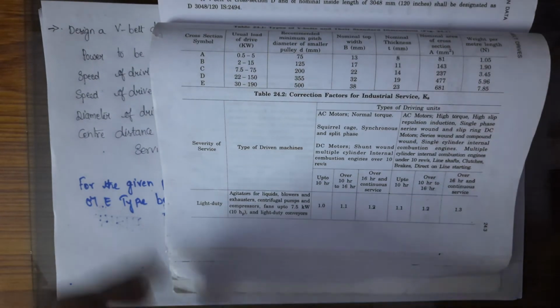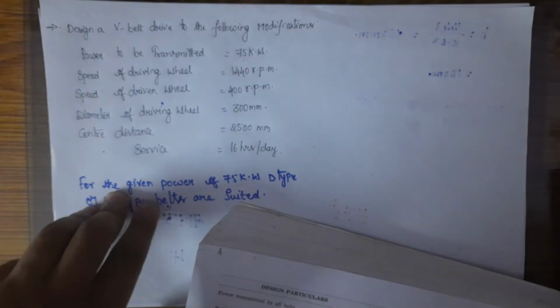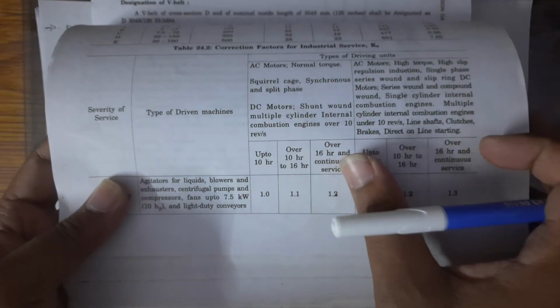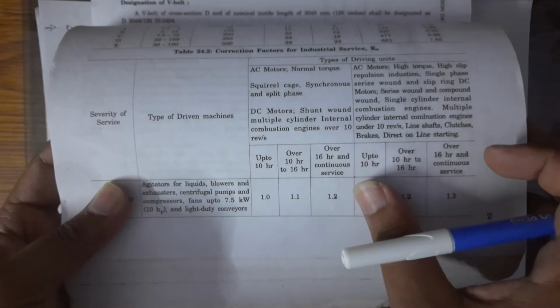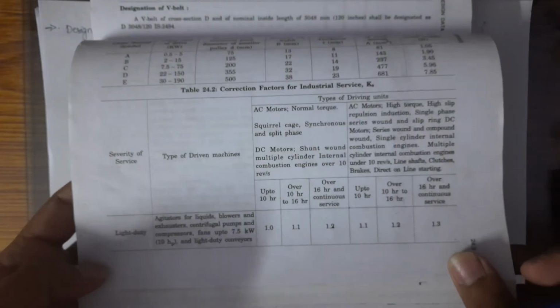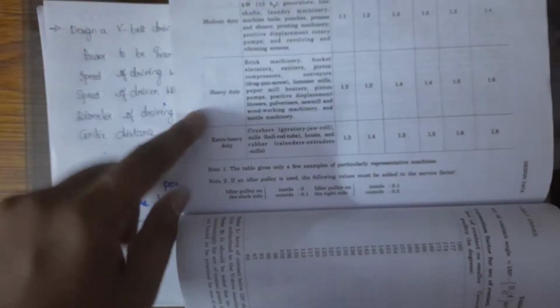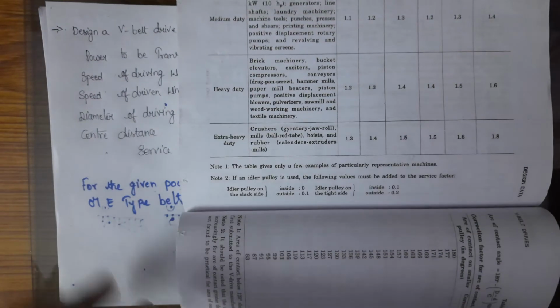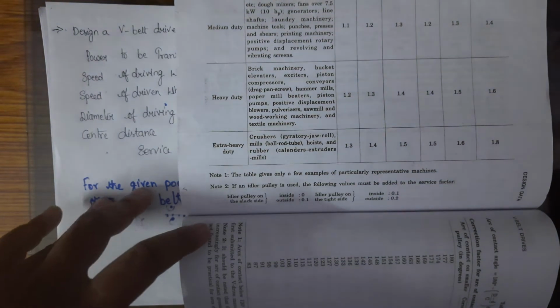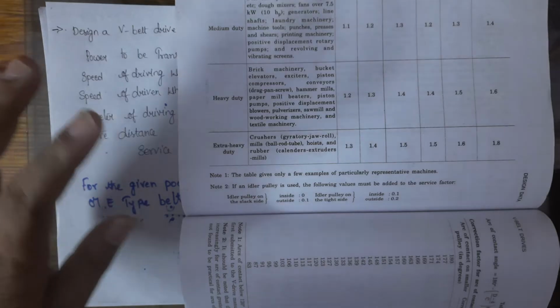In the question they didn't mention the type of driving or driven unit, only the service life. Here you can see up to 10 hours, over 10 hours to 16 hours, over 16 hours to continuous service, with light duty, medium duty, heavy duty and extra heavy duty. Keep in mind, if nothing is given, just go for an assumption like heavy duty. I am going to select heavy duty.